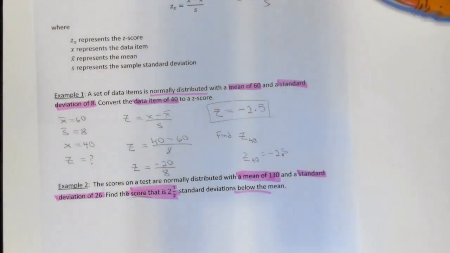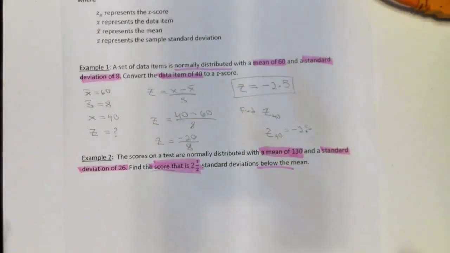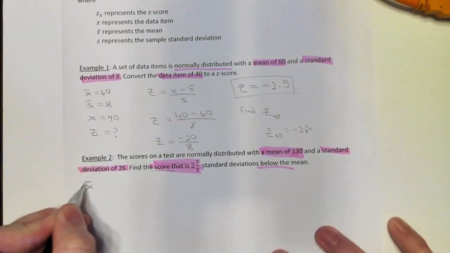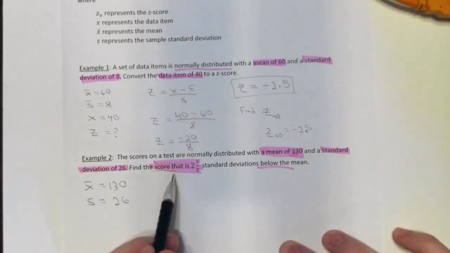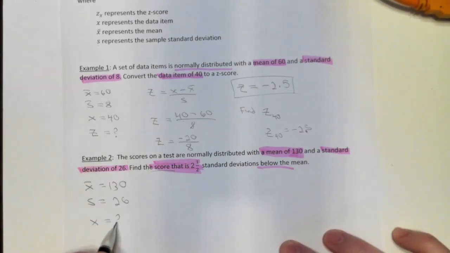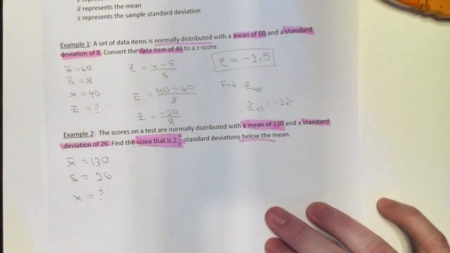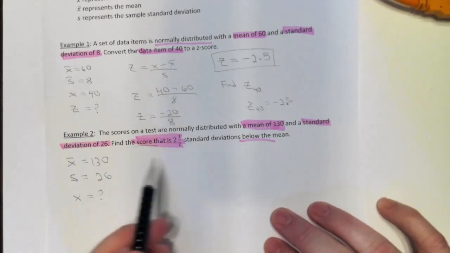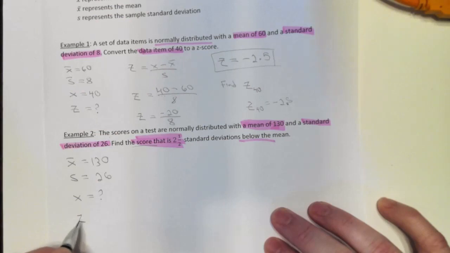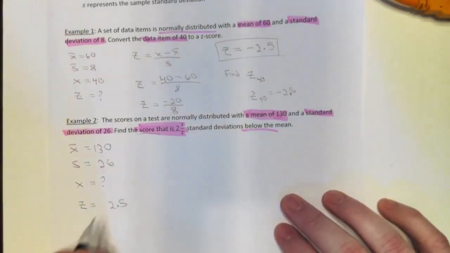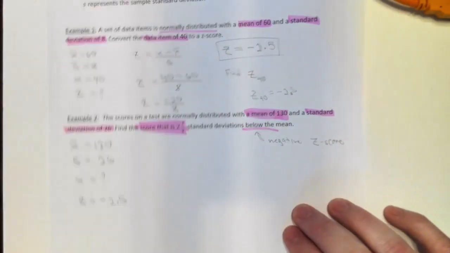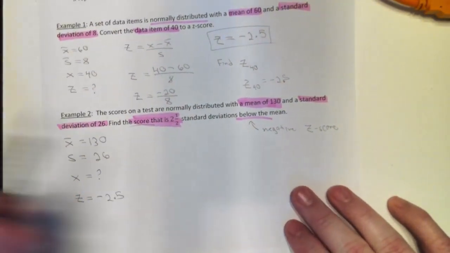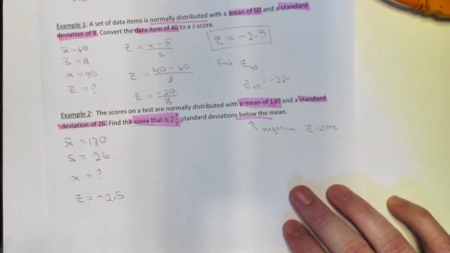Now, I'm going to approach it one way. You can do it a different way if you like. But let's write down what we've got. X bar is 130. Standard deviation is 26. They want us to find the score. That means find X. If it is 2.5 standard deviations below the mean, that means that the z is minus 2.5. Below the mean means it's a negative z-score. Okay. So I threw this one in there because I thought it was a little tricky. That's often an issue. If it's above the mean, it would be positive.